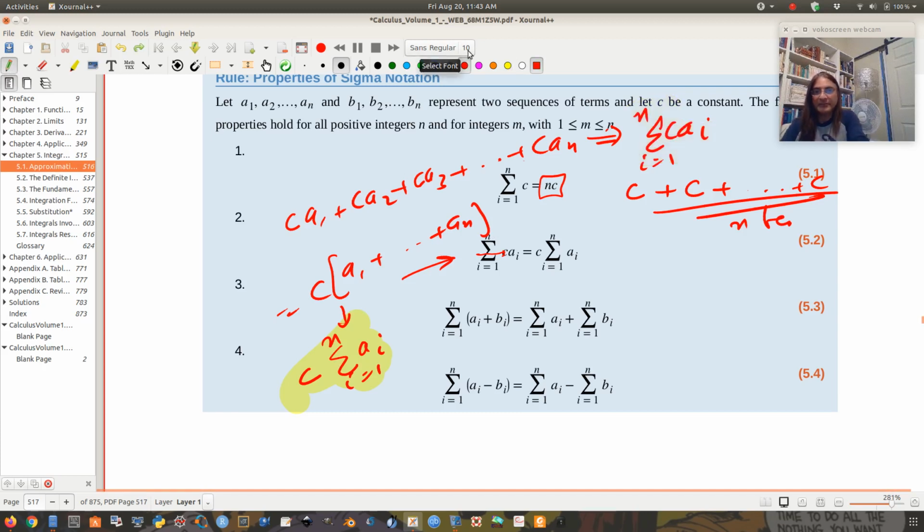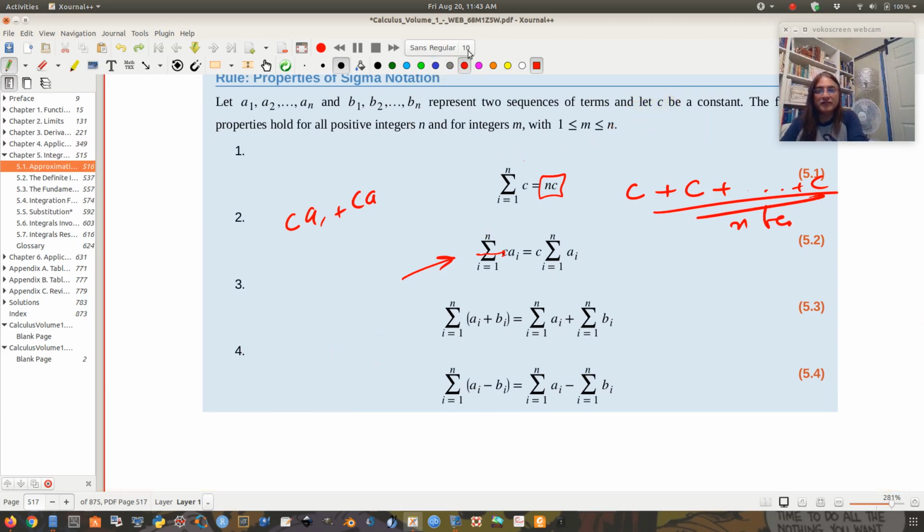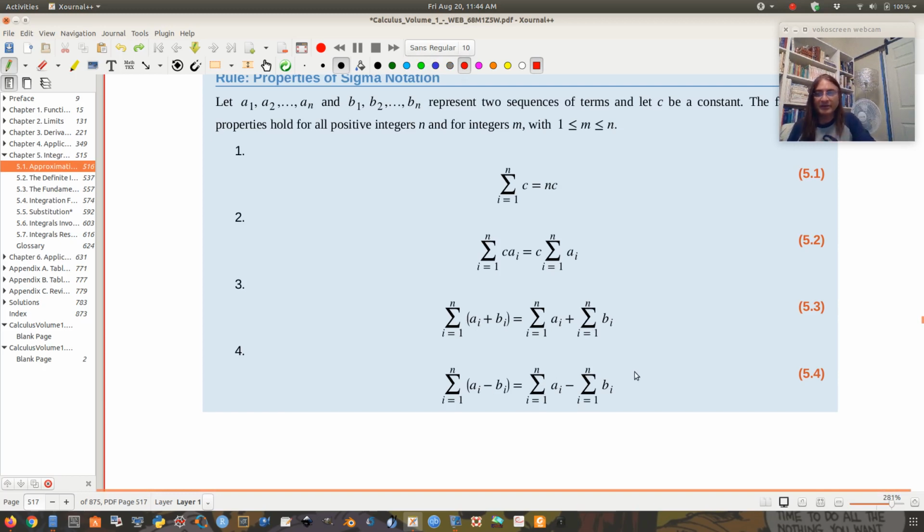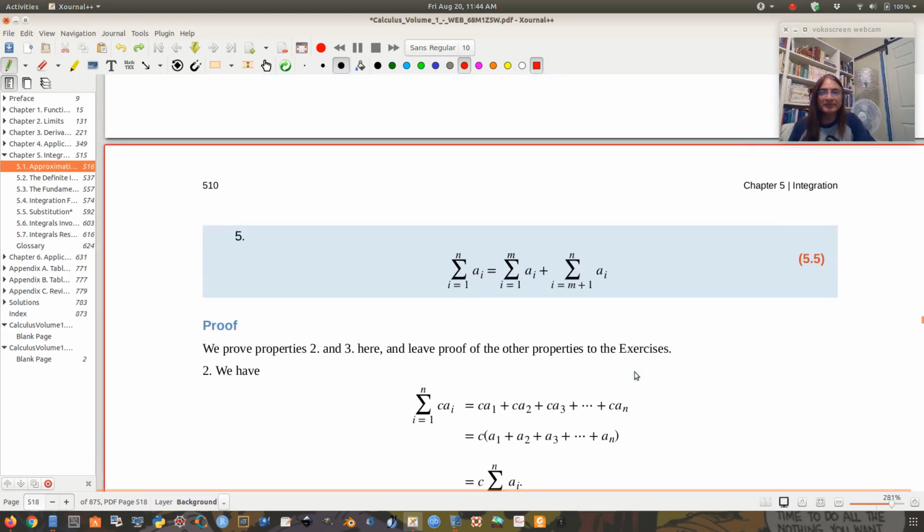Then similarly, if you have summation of a_i plus b_i, the summation sign just goes through linearly to each of the terms. Same with minus. Okay, and we can prove that easily. And if you're doing the summation from 1 to n, you can first do it from 1 to m and then m plus 1 to n. So if you're adding a_1, a_2 up to a_5, you can add, for example, a_1 plus a_2 plus a_3 in one, then a_4 plus a_5 in the other. Pretty straightforward and simple.